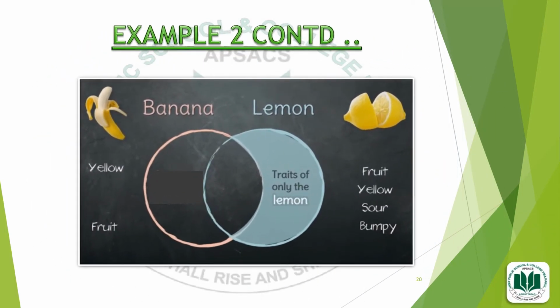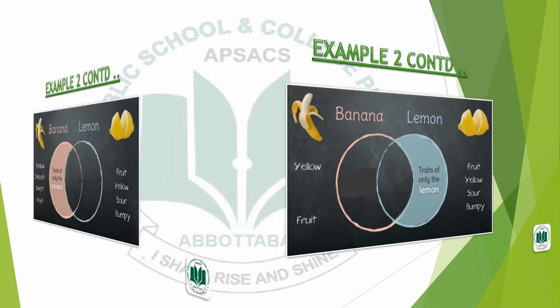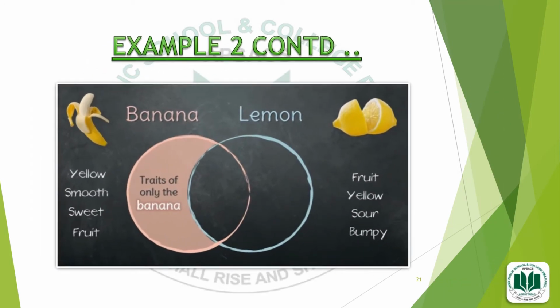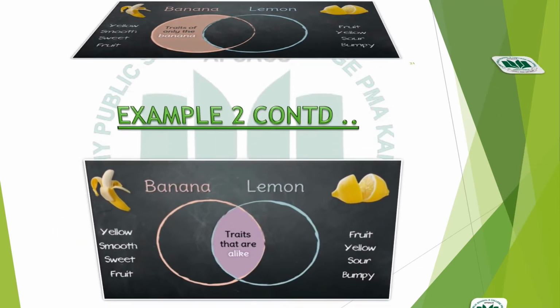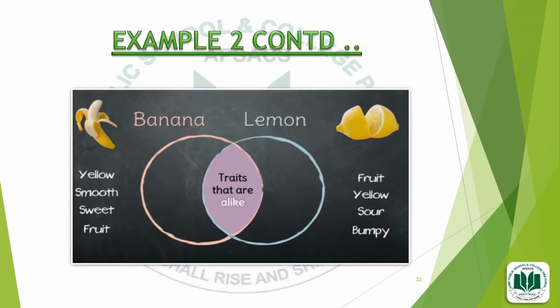The traits of lemon which are uncommon to banana will be listed in this region. Traits of banana that are uncommon to lemon will be listed in this region. And traits which are common to them will be placed in the overlapping part.